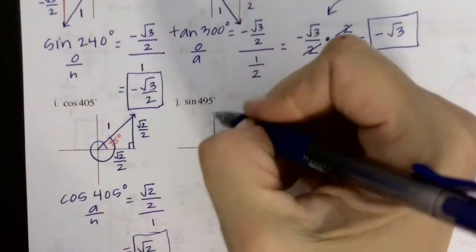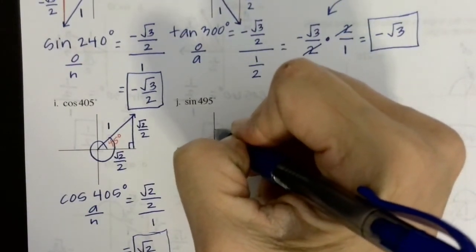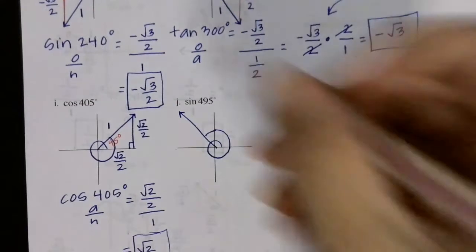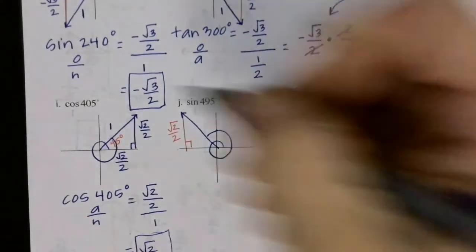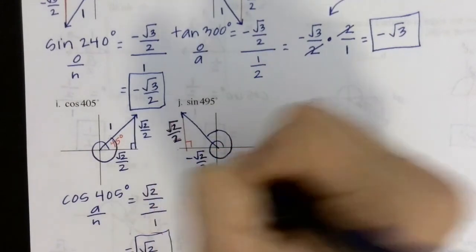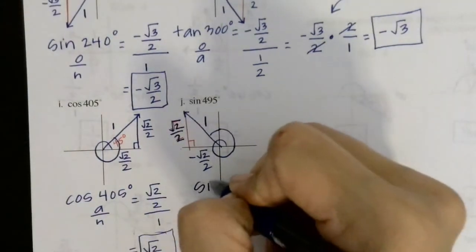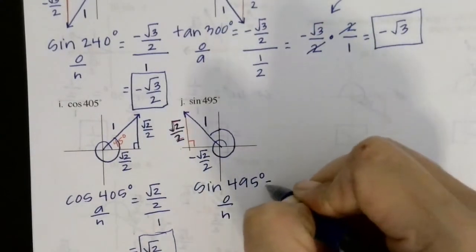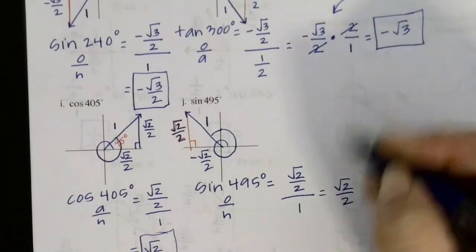Alright, sine of 495, 360, okay, 360, 45. This right here would be 45, so this is where 495 is. We drop it down to the x-axis. This is root 2 over 2. Let's get that in the appropriate color pen. Negative root 2 over 2 because I'm in the negative x-axis, and 1. Sine of 495 degrees is going to be opposite over hypotenuse, which is root 2 over 2 over 1, which is root 2 over 2.